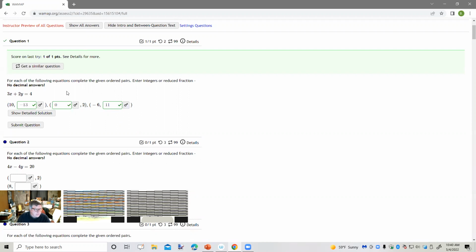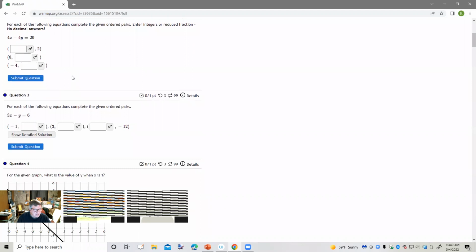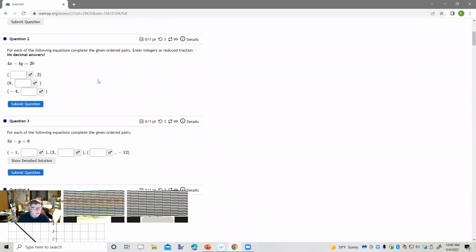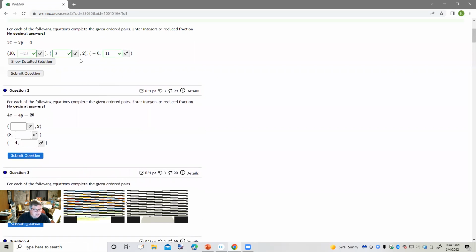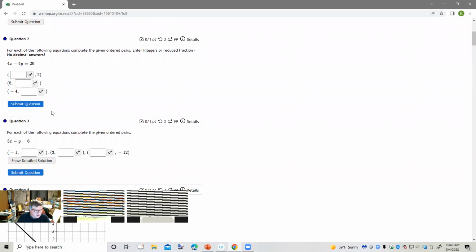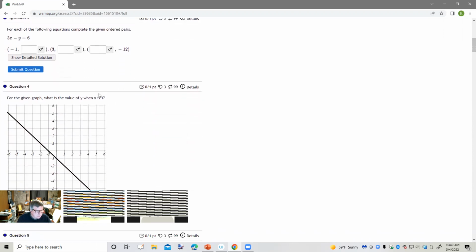So in WAMAP, question 2 and 3 are exactly the same idea. You've got ordered pairs, except instead of being written across horizontally, now they're written vertically. This one's horizontally, same idea. Okay. Any questions about that? Do you need any more examples of that? All right, then let's go on to the next type of questions.